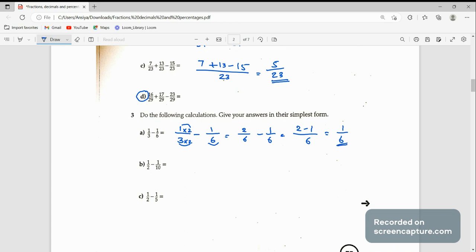Second one, 1 over 2 minus 1 over 10. Look, the denominators are not the same. So try, can you change the first denominator to 10? Yes, multiplying by 5, we can make it 10. So 1 multiplied by 5 is 5, 2 multiplied by 5 is 10, minus, copy the same. Now you see the denominators are the same, so just subtract the numerators. So the answer will be 4 over 10.